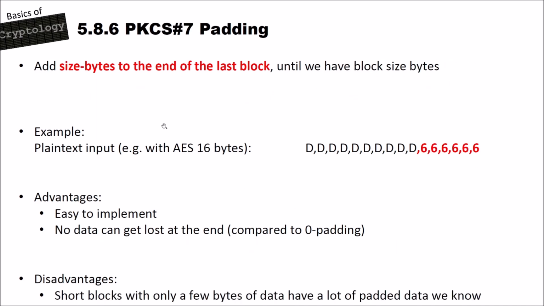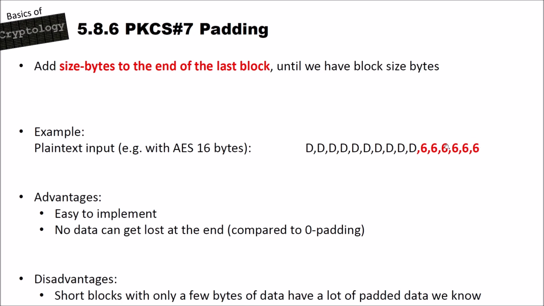Now let's have a look at PKCS padding. Here we add size bytes to the end of the last block until we have block size bytes. What does this mean? In our example again, we have a few data bytes and then we count how many bytes we have to pad. We count 1, 2, 3, 4, 5, 6 and we just add 6 to the end of the block as many times as we have the 6 here. So 6 times 6. If we would have only 5 empty or missing bytes, you could say, here we would write 5, 5, 5, 5, 5.